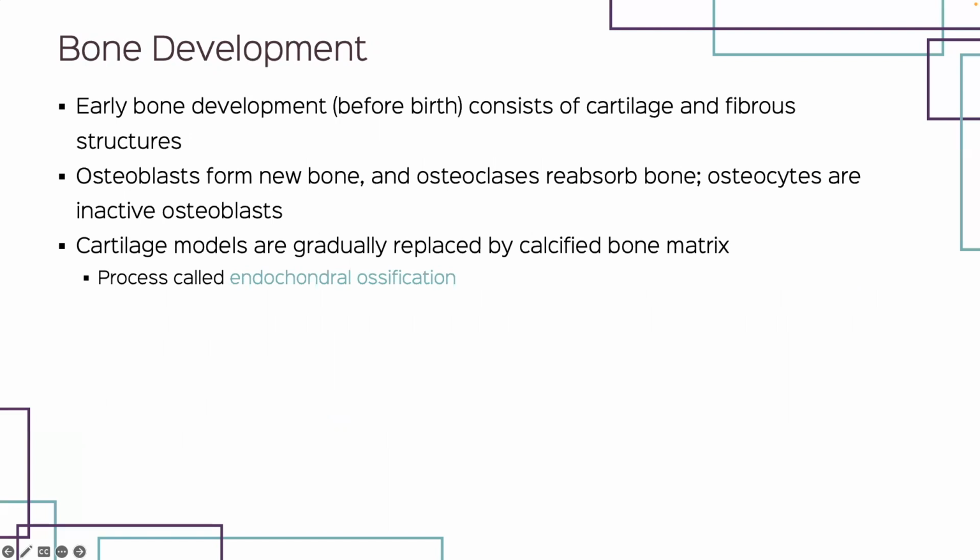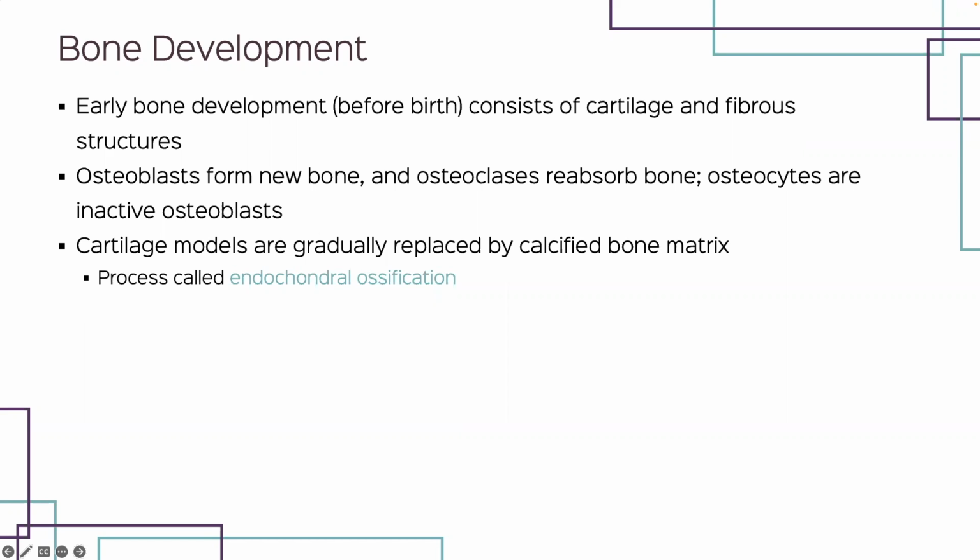When the skeleton begins to form in a baby before its birth, it consists not of bone, but of cartilage and fibrous structures that are shaped like bone. Gradually, these cartilage models become transformed into real bones when the cartilage is replaced with calcified bone matrix.